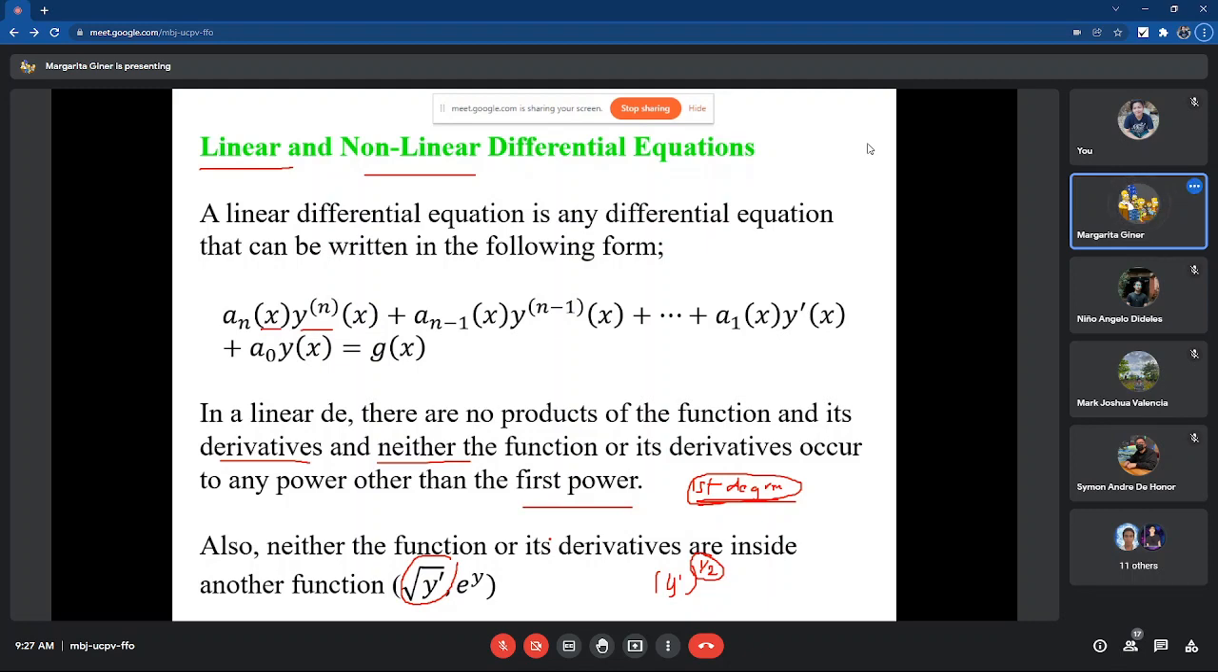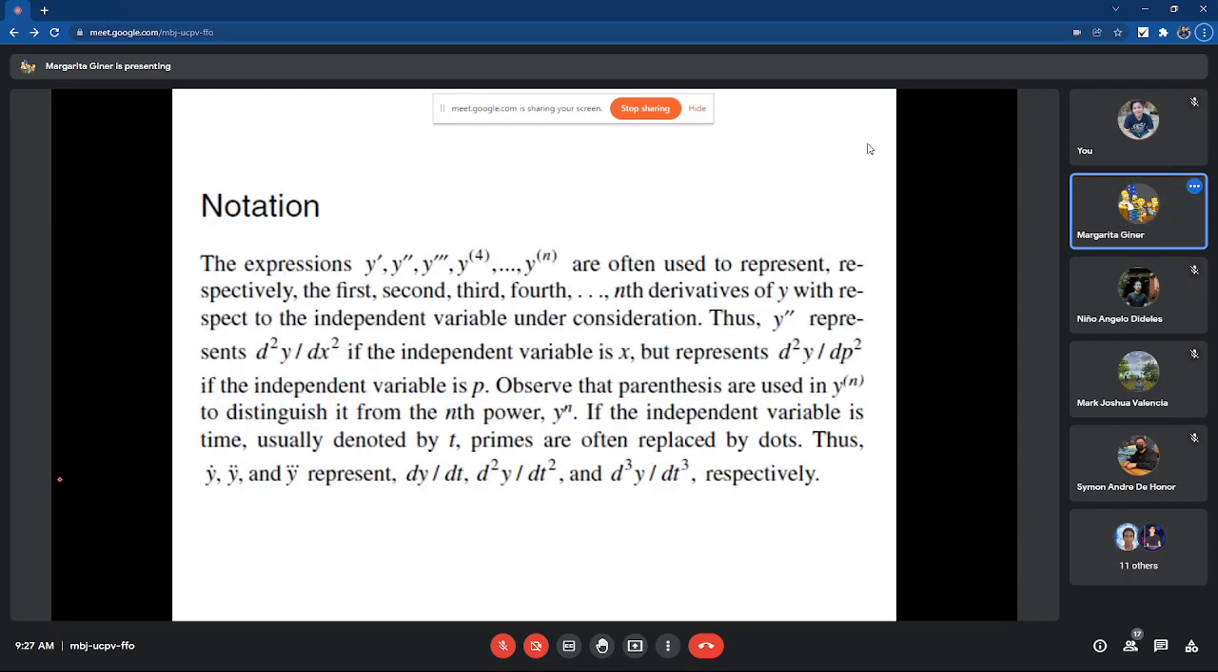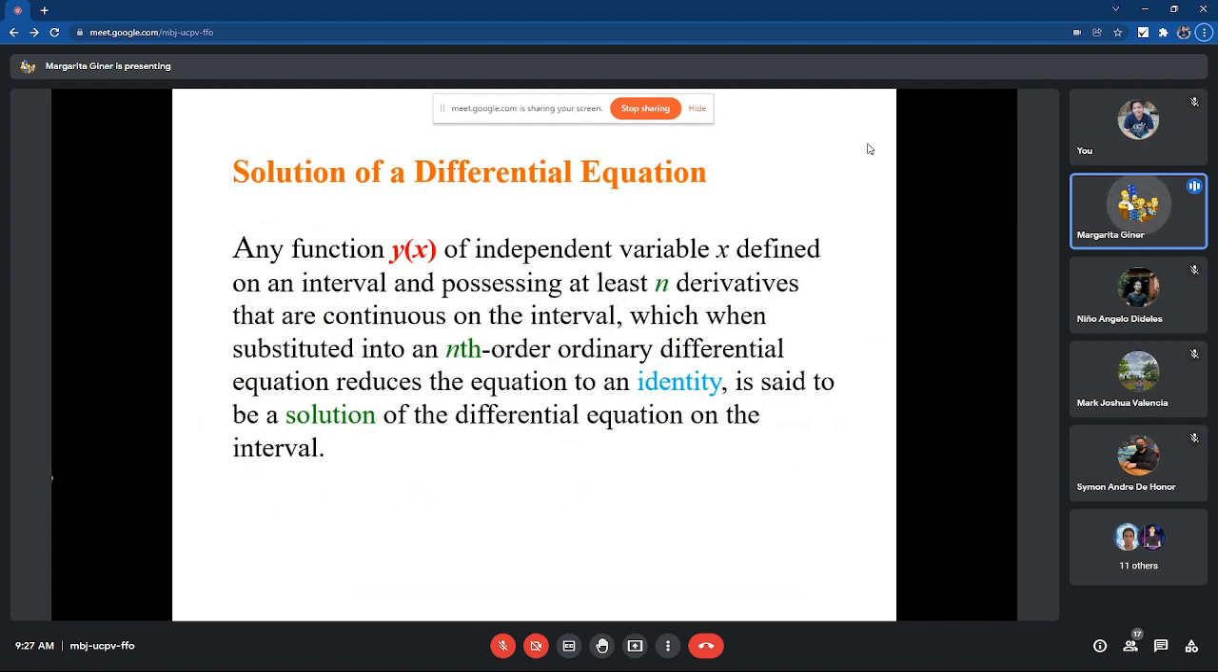Okay? Okay, so the coefficient of this one can be zero or non-zero function. Constant or non-constant function, linear or non-linear function. Only the function y(x) and its derivative are used in determining if DE is linear. Okay? Otherwise, based on the definition, ginatawag na siya natin nga linear differential equation. Alright, so maghatag ko example, ha? Okay, dili pa tagali. May solution pa.